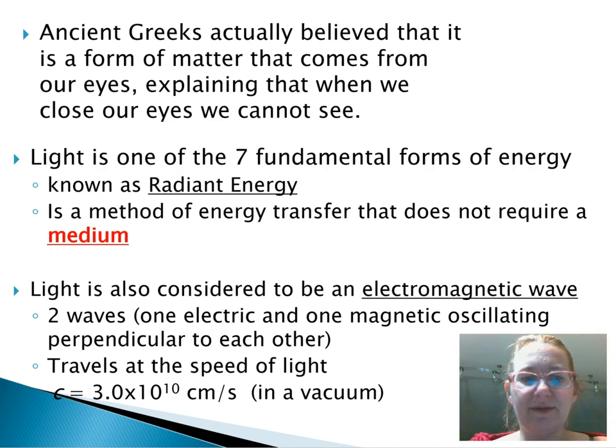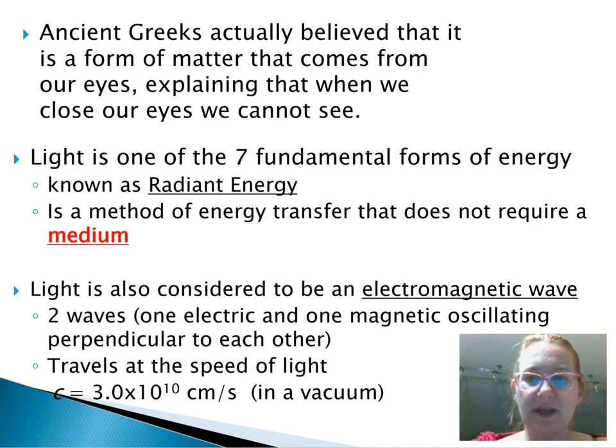Light also travels at, well, the speed of light. It's the fastest known traveling substance that we know. It's defined as a constant. It's given the letter c for the standard international units, and is defined as 3.0 times 10 to the 10 centimeters per second, or 3.0 times 10 to the 8 meters per second. And that would be the speed of light in a vacuum with nothing else around.